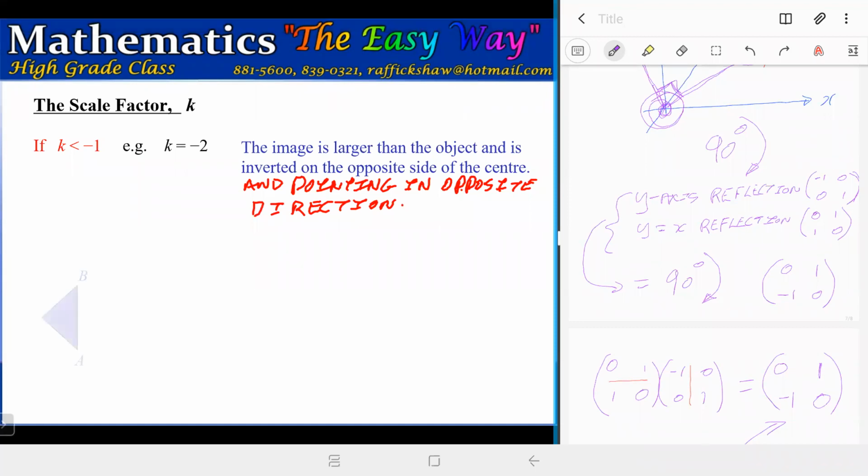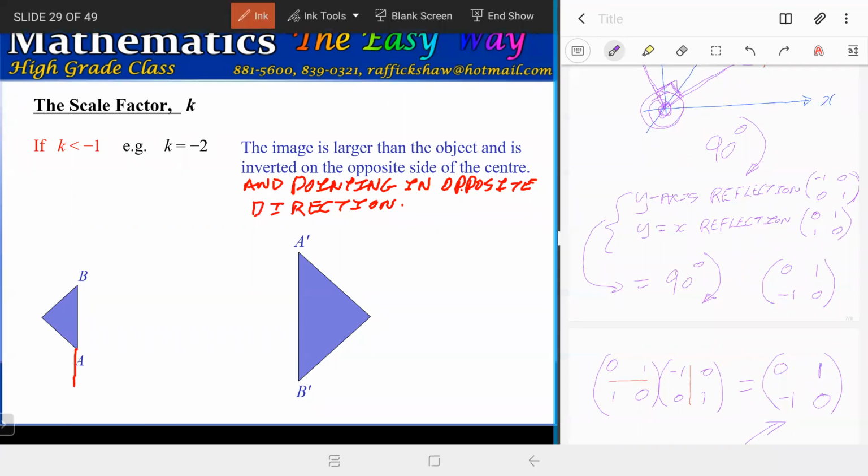Let's look at it now. So that's my object. I'm going to apply a scale factor of negative 2 on this object. See it, bam. Look at it now. I see it bigger. So the value of the scale factor is 2, but they are pointing in the opposite direction. The A is pointing down on the object, the B is pointing up on the object, but the B prime is pointing down. The corresponding points are pointing in the opposite direction.